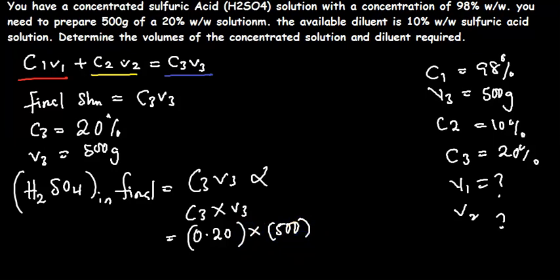If you multiply 0.20 multiplied by 500, this is simply going to be 100 grams. Remember, there is gram here, which is the unit. In this case, we can finally conclude and say C3 V3 is given to be 100 grams. Therefore, our C3 V3 is simply going to be 100 here.